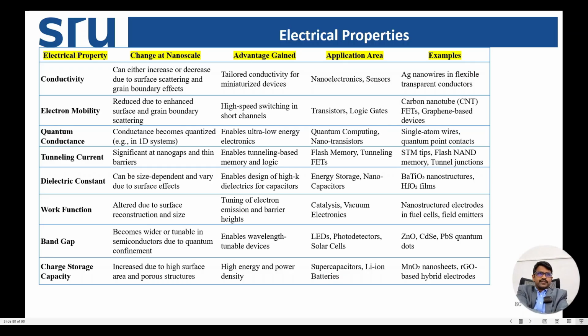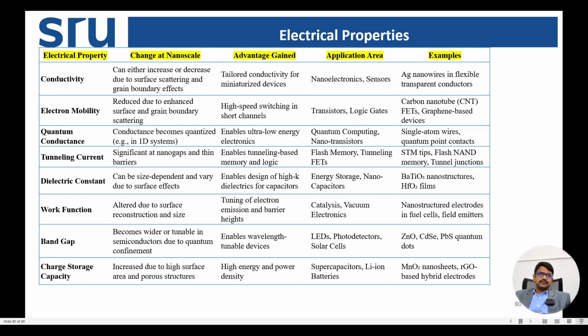See the electrical properties. So what properties are changing here? We are focusing on conductivity, electron mobility, quantum conductance, tunneling current, dielectric constant, work function, band gap, charge storage capacity. So coming to the conductivity, what is changing at nanoscale?